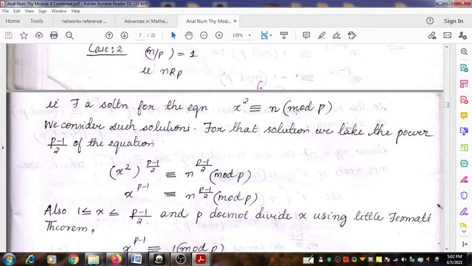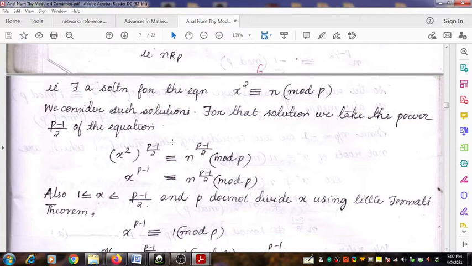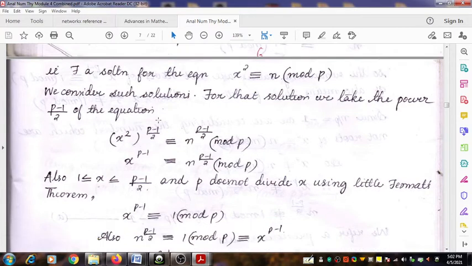When n is a quadratic residue mod p, using the definition, the equation x squared is congruent to n mod p has at least one solution. When it has a solution, then it has one more solution. So undoubtedly the equation x squared is congruent to n mod p has a solution, and we consider such solutions.